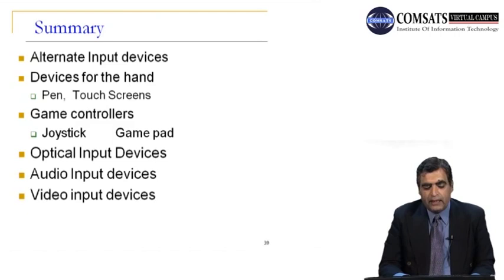And in the end, the last thing we discussed was video input devices. PC video cameras and digital cameras can digitize full motion video and still images, which can be stored and edited on the personal computer, or they can be transmitted over a local area network or the internet.